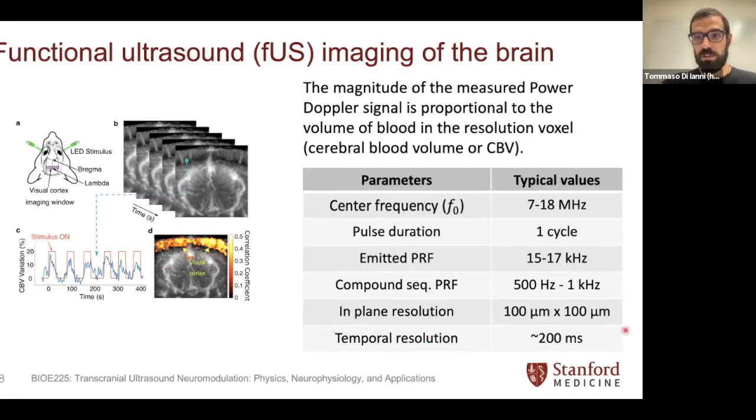And the resolution in plane is 100 by 100 micrometers. So we have 15 megahertz frequency. The speed of sound is 1500 more or less meters per second. So the wavelength is around 100 micrometers. And that's what defines our resolution.